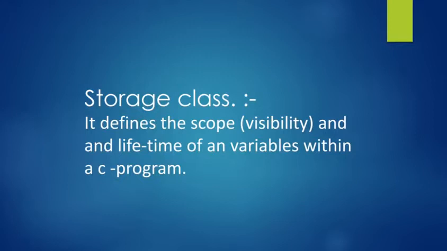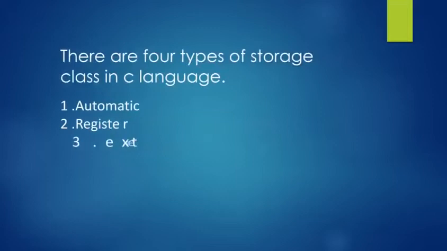These features basically include scope, visibility and lifetime of a variable, which help us trace the existence of a particular variable during the runtime of a program. There are four types of storage class in C. They are automatic storage class, register storage class, external storage class and static storage class.